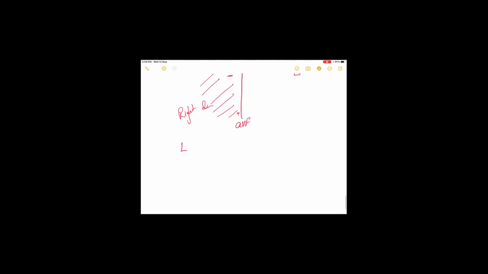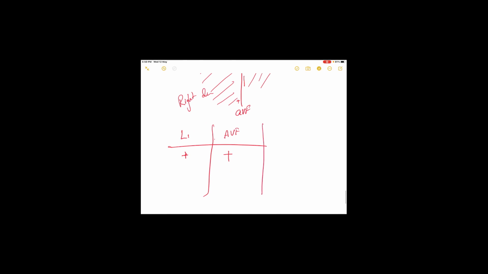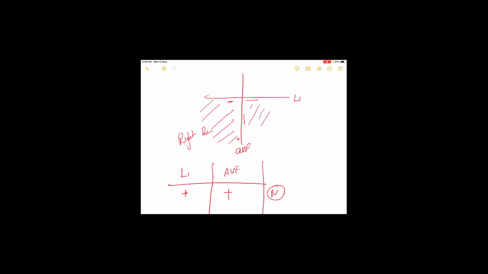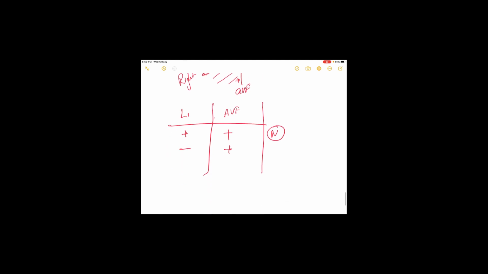As a thumb rule, if lead 1 is positive and AVF is positive, lead 1 is positive here, AVF is positive here, so this quadrant is normal axis. Now in this example, lead 1 is negative and AVF is positive. It is taking the right side, so it is right axis deviation.